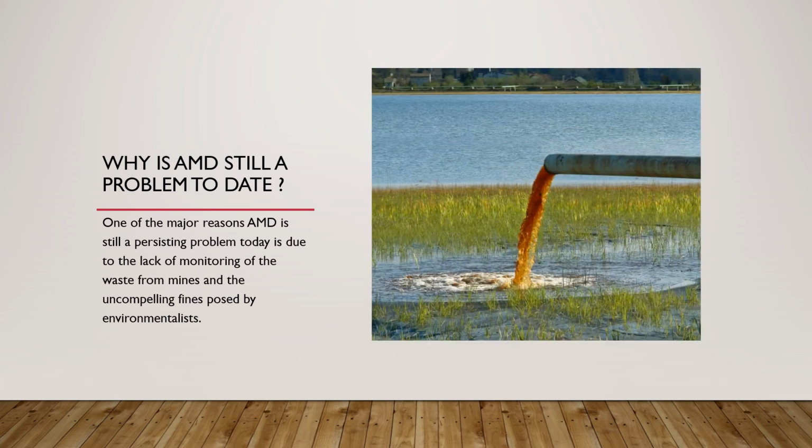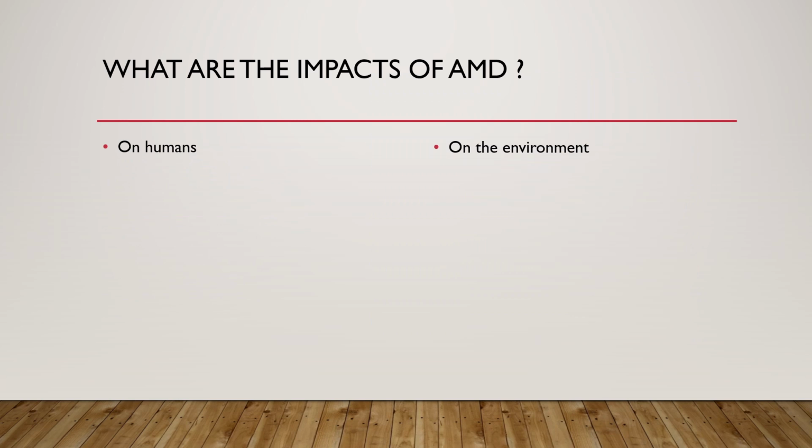This picture here shows an illustration of a mining company throwing its waste directly into a dam. Now, think about the impacts that it will have upon the aquatic life here and those who rely upon this dam as a source of water. Now, here are some of the impacts of acid mine drainage.